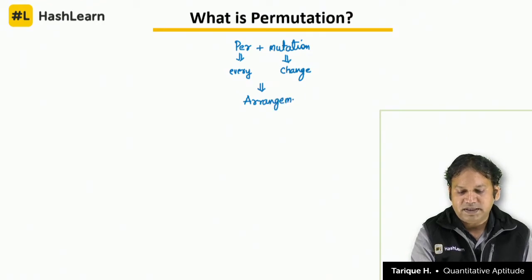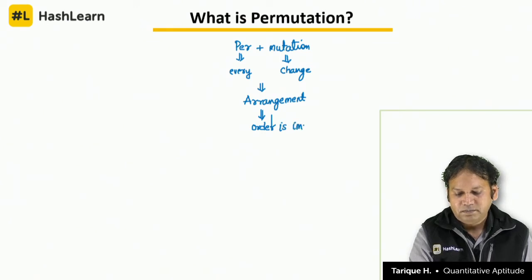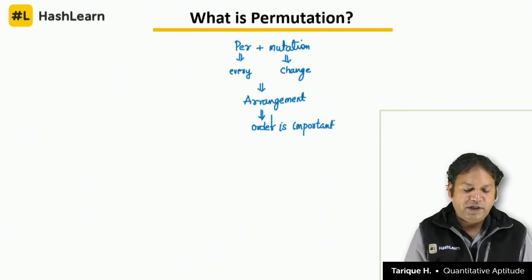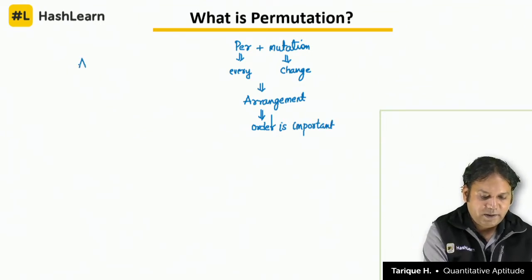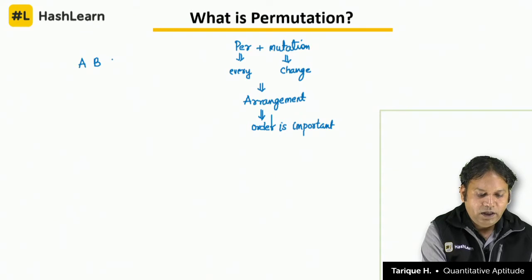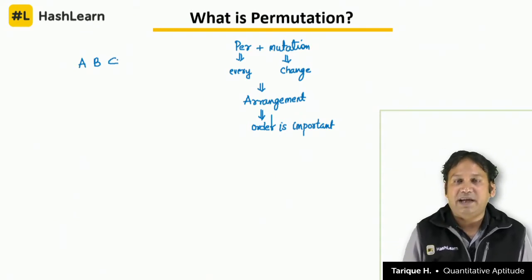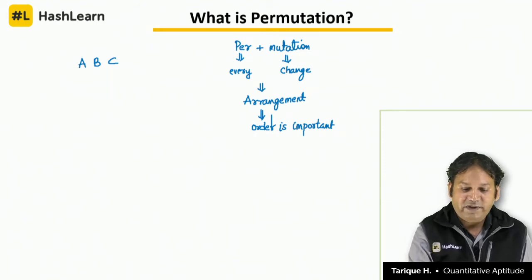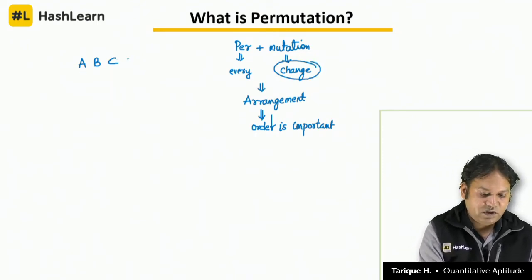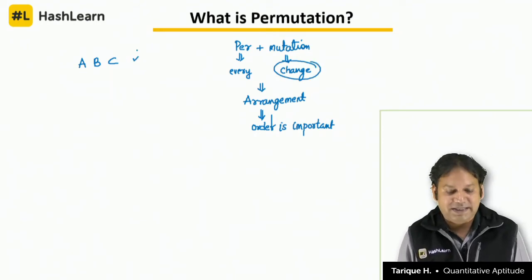It always deals with arrangement, and in arrangement order is important. So remember this, whenever we have a question of permutation, order is important. So for example, if you take three letters A, B and C, in how many ways can we change this three-letter sequence? One of the sequences is A, B, C. So how many ways can we change? Let's count those number of ways. So one way is already given to us, A, B, C.